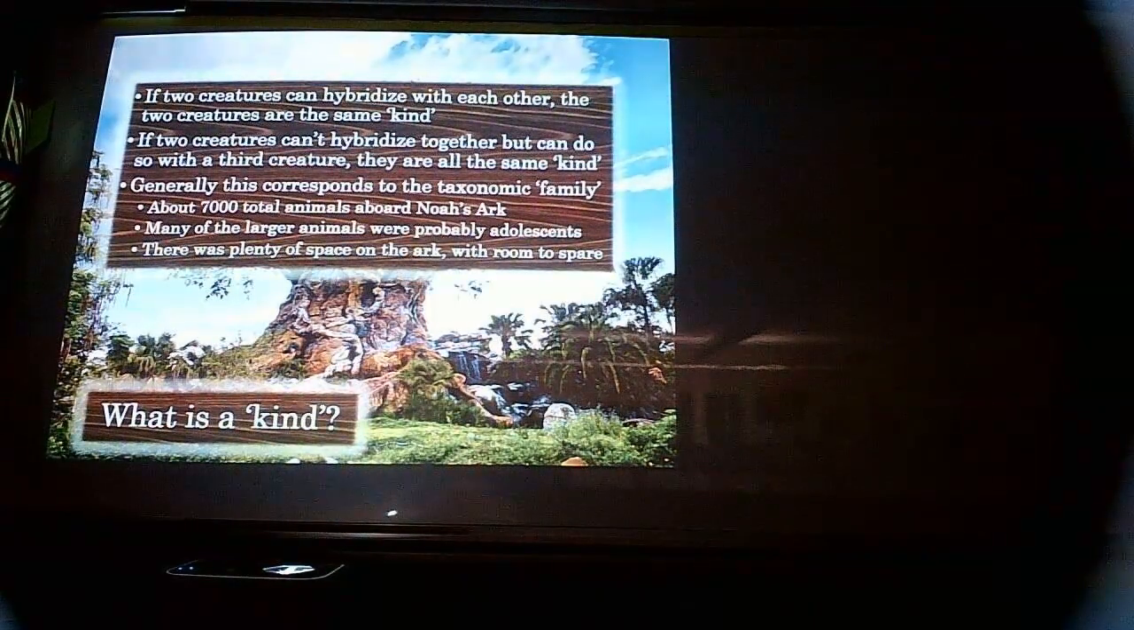This means hybrid. Have hybrid. If they can make little baby animals together, then they are the same kind.